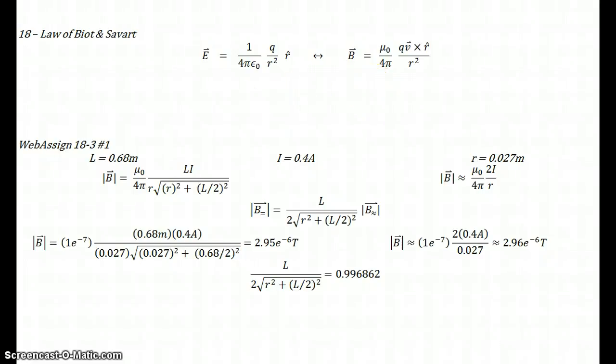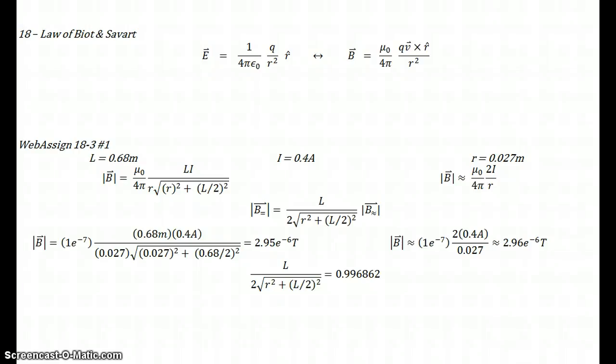law comes into play. For my first problem, homework 18.3, there is a straight wire with length 68 centimeters and a conventional current. I want to find the magnitude of the magnetic field due to this wire at a location 2.7 centimeters away. For this example, I wanted to compare the results of the exact value to the approximate value. First, I found the expression of the relationship between these two equations.